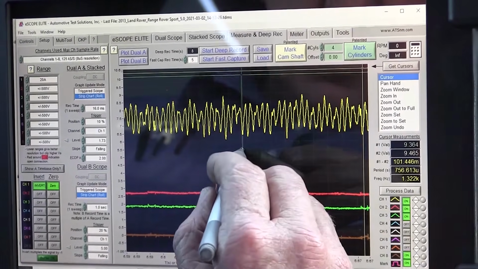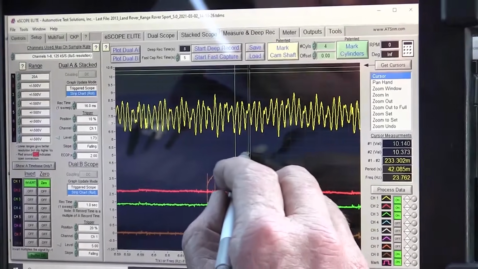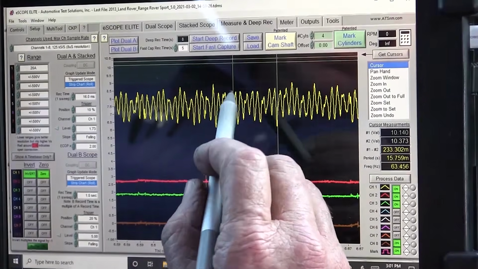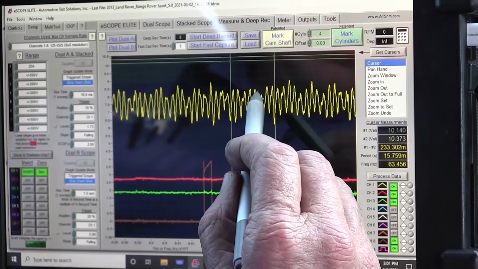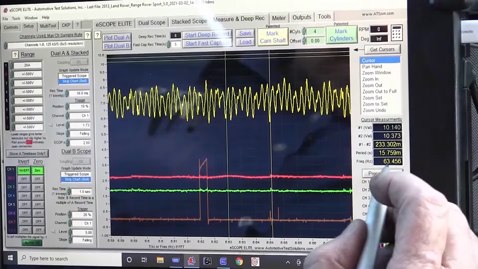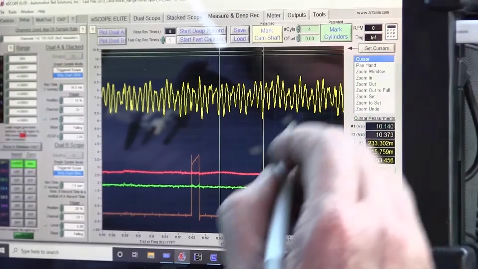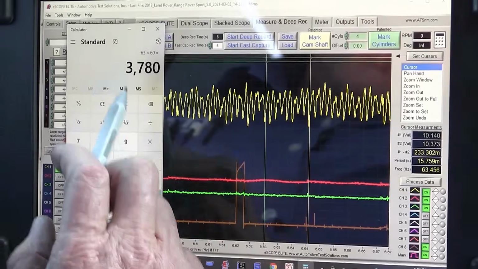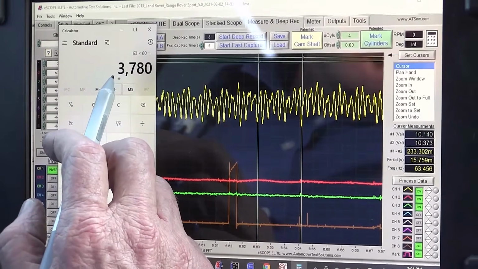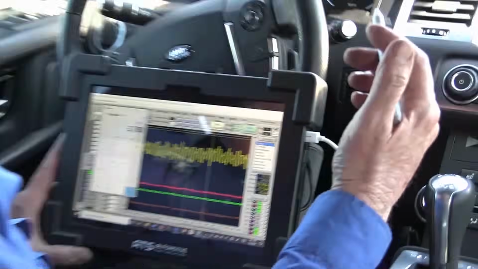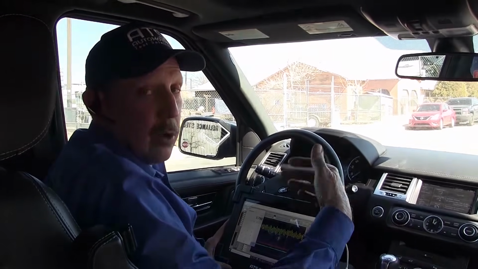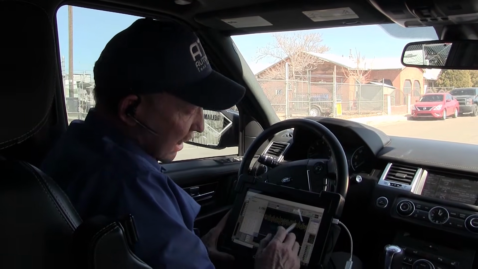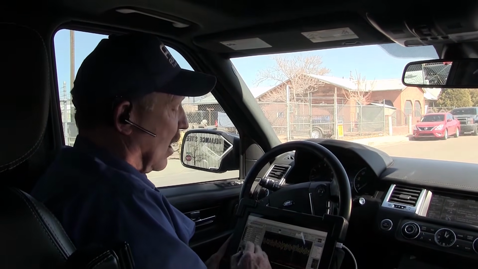What I'm really interested in is this 8 bar, 1, 2, 3, 4, 5, 6, 7, 8. Basically we look at our hertz, and the hertz is 63. So we take the 63 times 60, and that gives me the RPM of the pump. If we cavitate or we're aerating, this pump is going to change speed. It's going to be speeding up and slowing down, and that's what I want to check.